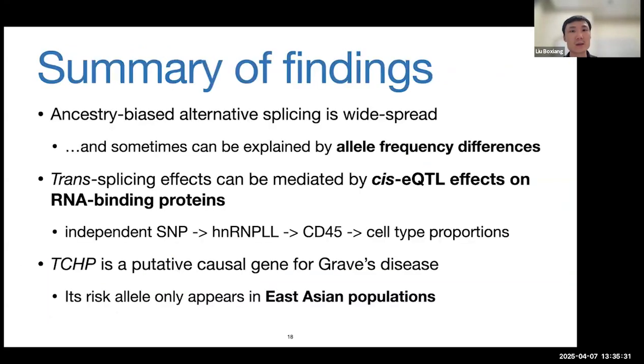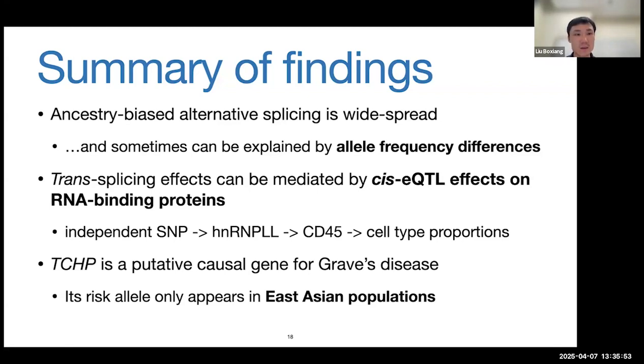So I just want to quickly summarize the findings here. The first finding is that ancestry-biased alternative splicing is widespread, right? And sometimes it can be explained by allele frequency differences. And this is part of the reason that using the correct population is quite important.